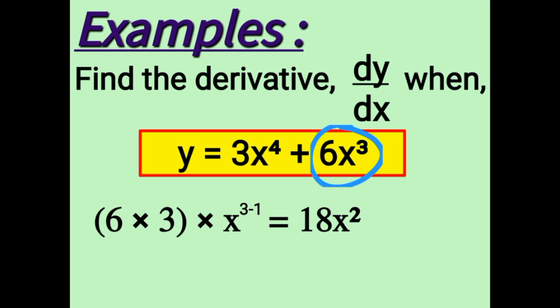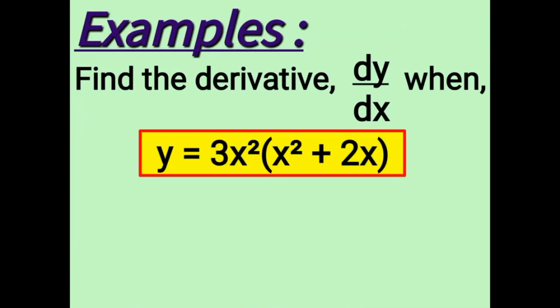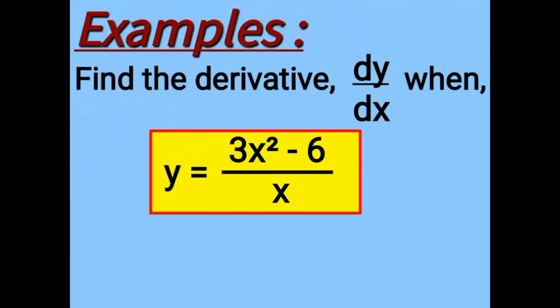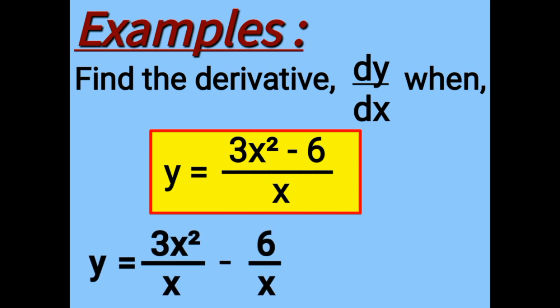Then the derivative dy over dx of y equals 3x to the power 2 times (x to the power 2 plus 2x) is dy over dx equals 12x to the power 3 plus 18x to the power 2. Now, y equals (3x to the power 2 minus 6) over x. First, express the single fraction as two separate fractions and simplify. That is, divide 3x to the power 2 minus 6 by x. Then, y equals 3x to the power 2 over x minus 6 over x equals 3x minus 6 over x.